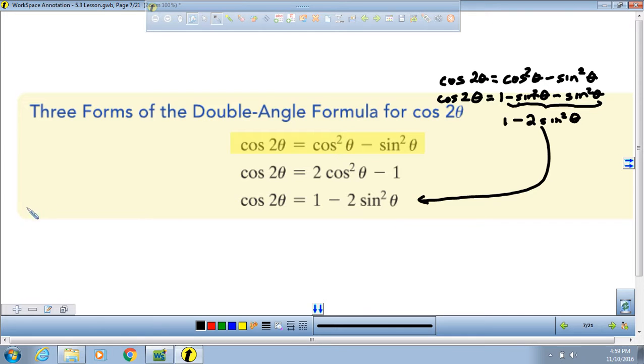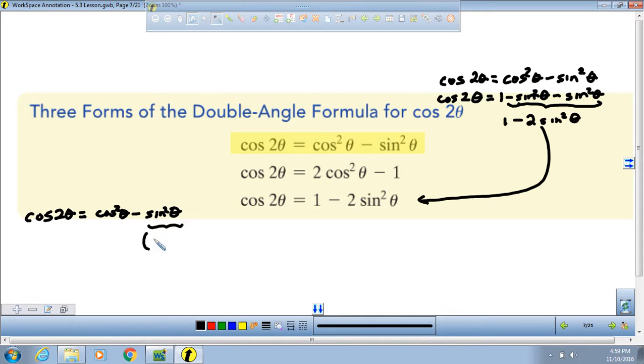Also, we can do the same thing the other way. Cosine of 2 theta, we can also rewrite it as, instead of cosine squared of theta minus sine squared of theta, we already know what sine squared of theta equals to.